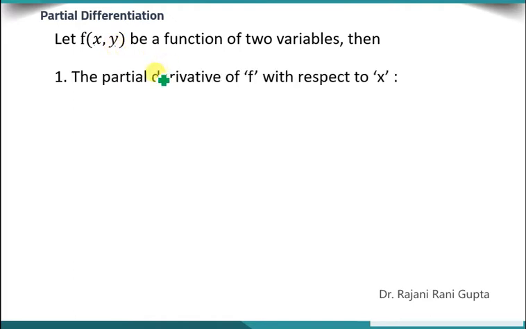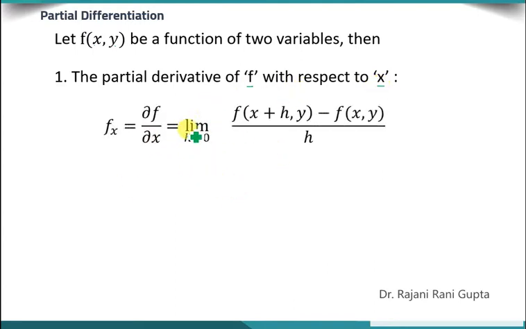Then we define the partial derivative of f with respect to x as limit h goes to 0 of f(x plus h, y) minus f(x,y) over h. See, we got this from the basic definition of the derivative. If you remember, when y is a function of x, then we define f dash of x or dy by dx as limit h goes to 0 of f(x plus h) minus f(x) over h.